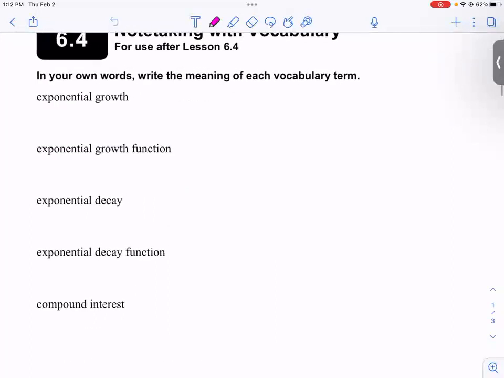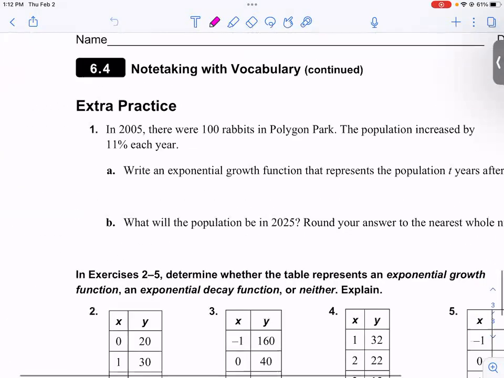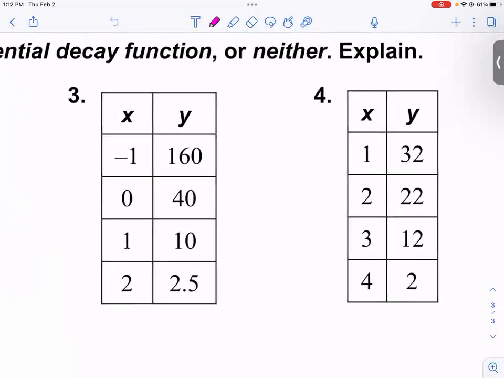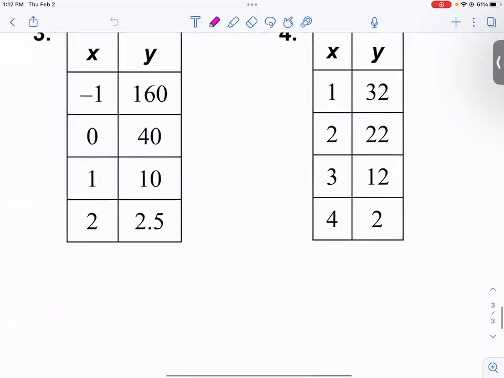Chapter 6 has been all about exponents. Today, I want to talk about the difference between exponential growth and exponential decay. In section 3, we learned how to take a chart, something like this, and determine, is it linear or is it exponential? We can look at these charts and say, I can see that this one is linear because we're adding the same number every time. And I can see that this one is exponential because we're multiplying by the same number every time.